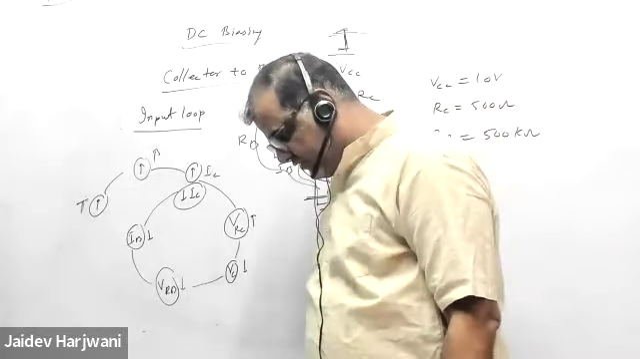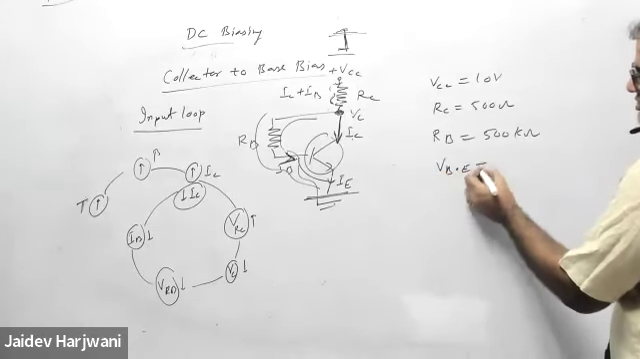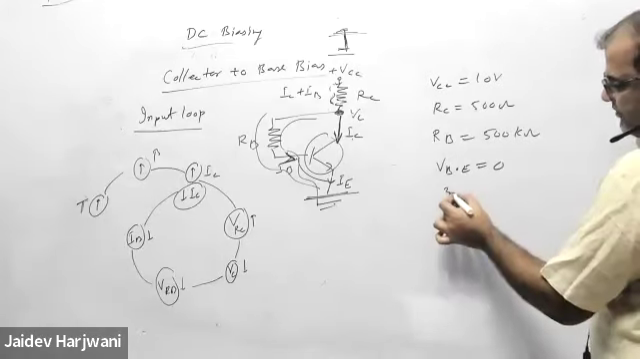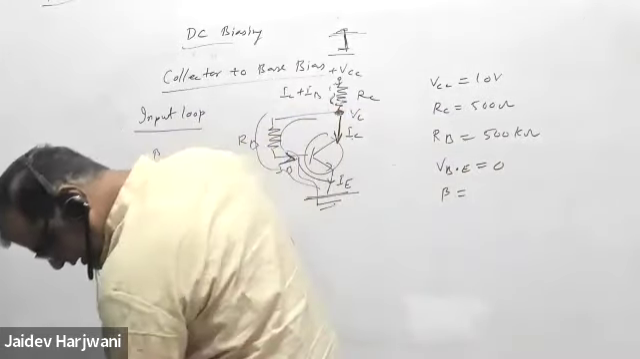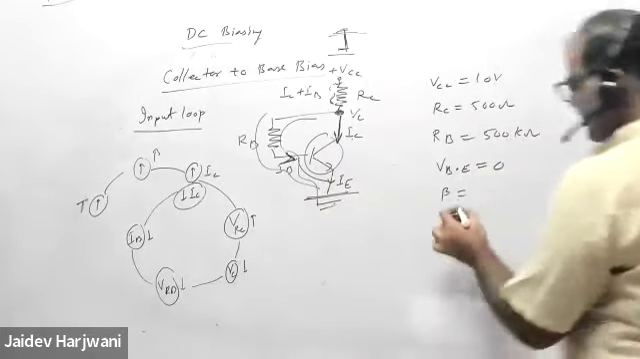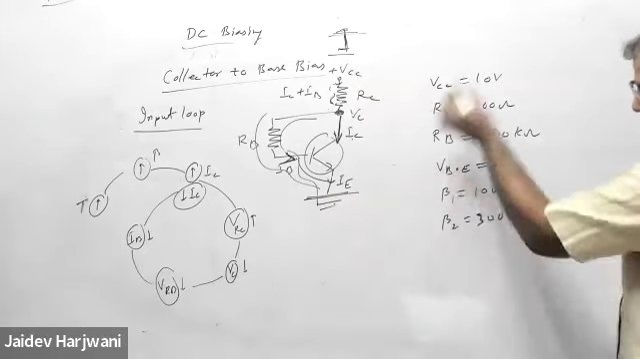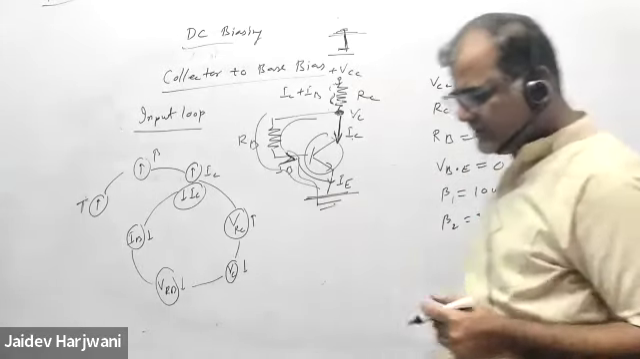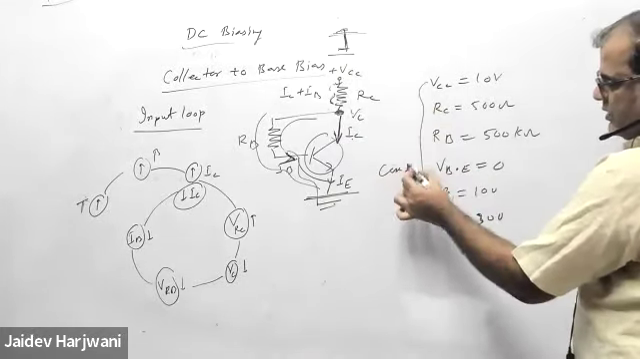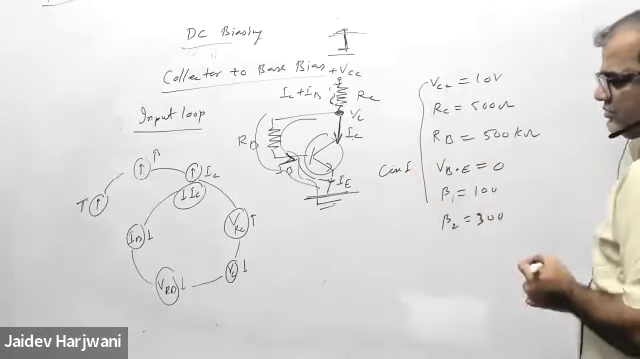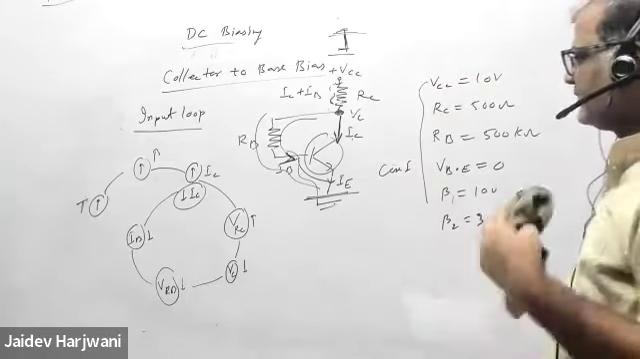Okay. And now you have to find, you can take VBE as 0 for simplification of the problem, and you take the beta value. One time you take beta as 100, and the second time you take beta as 300. Solve the circuit, find the operation region, case 1 and case 2. Okay. So this is case 1. And if you change the beta, this becomes case 2. In both the cases you find the IC value, the operating point and the operation region. Find out.